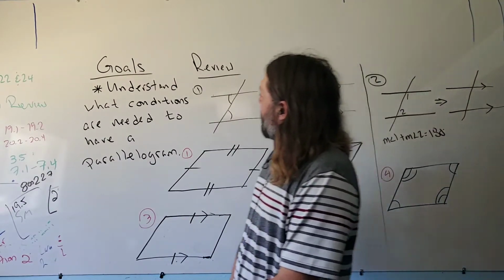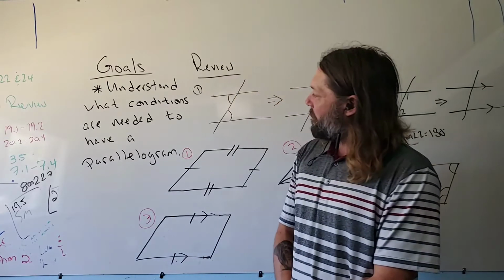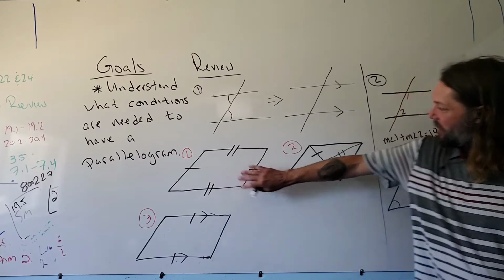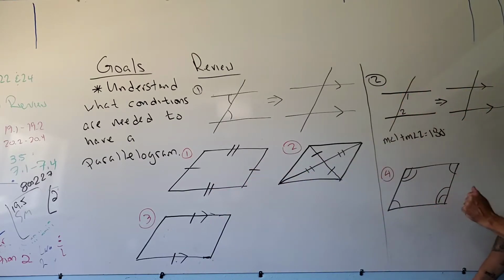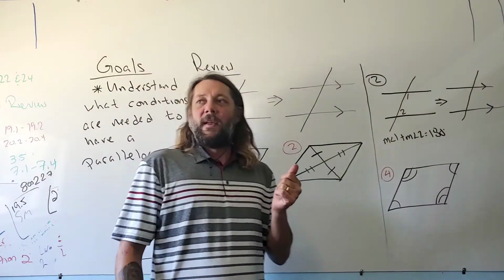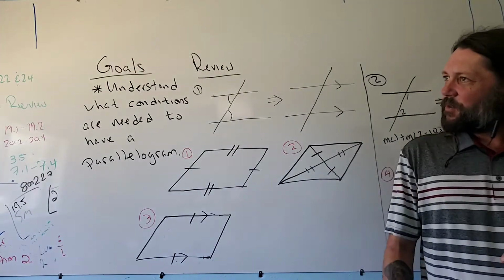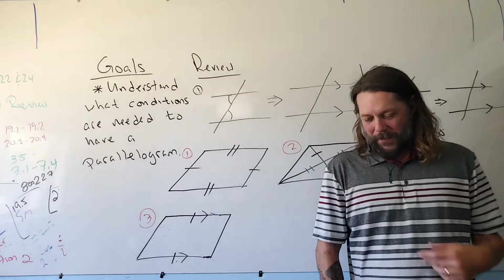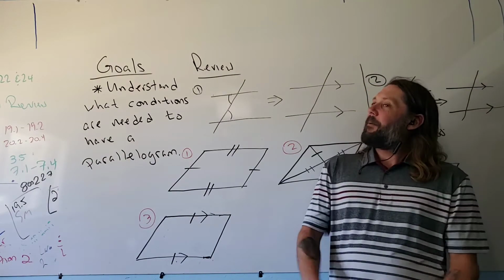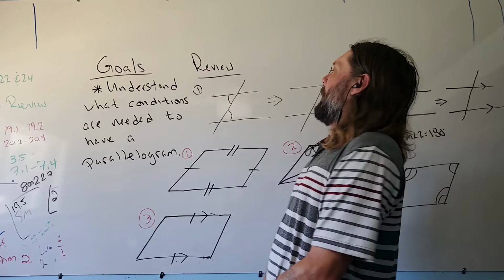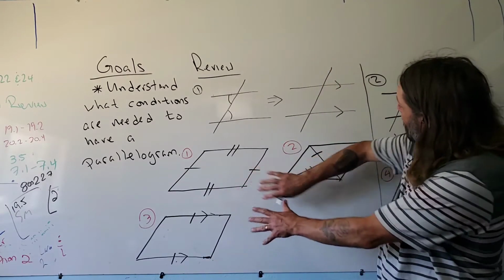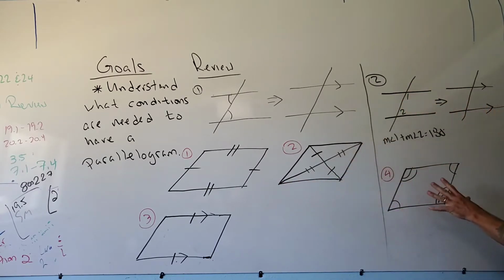So our goals are to understand what conditions are needed to have a parallelogram. All right, and so over here I have three conditions, and here's my fourth condition. And these four conditions, I'll show you how they make a parallelogram. I'm not going to go into the two-column proof version. Again, I'm going to very quickly show you how we would make the argument. Let's jump right into this. So again, I want to show you why these three shapes are a parallelogram as well as this fourth shape.